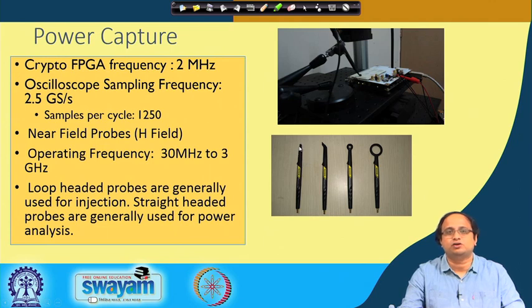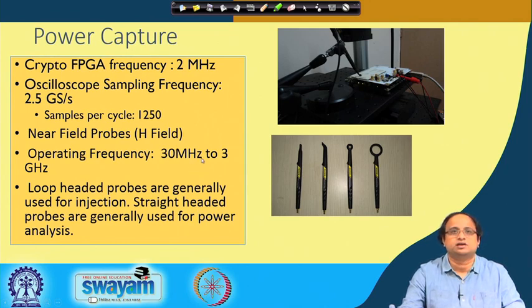That means, for example, when you are doing, say, power analysis, you will be using these probes which have straight heads. Okay. And the operating frequency is also very vital for these probes. That means the probes typically should have a high frequency allowance. That means it should be able to pass the high frequency components. Typically, your power traces for these circuits can have high frequency components, and you do not want to miss that information, because if you miss it, you are not getting the complete information about the power trace.